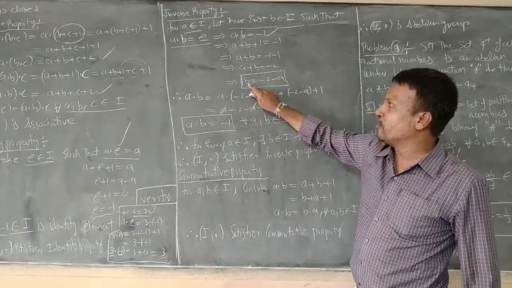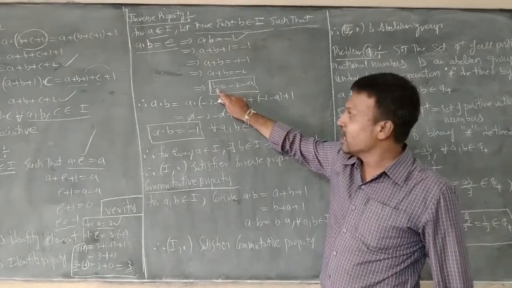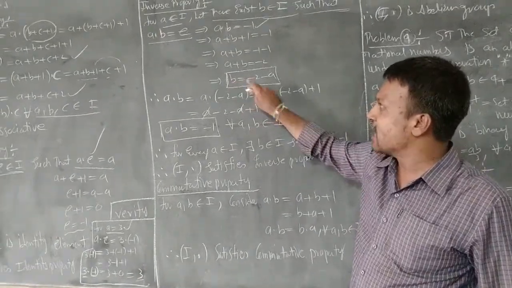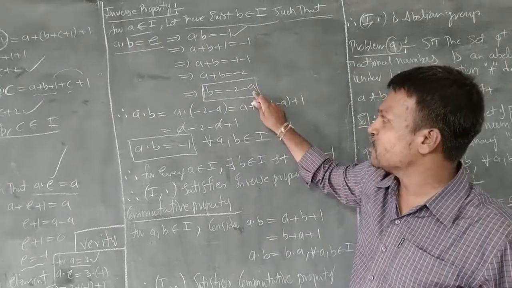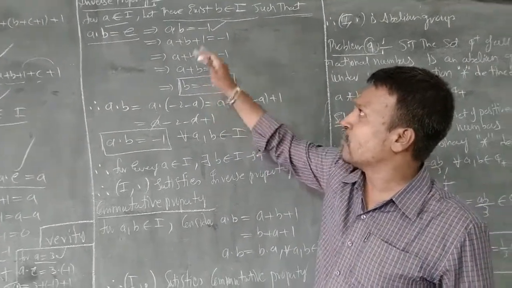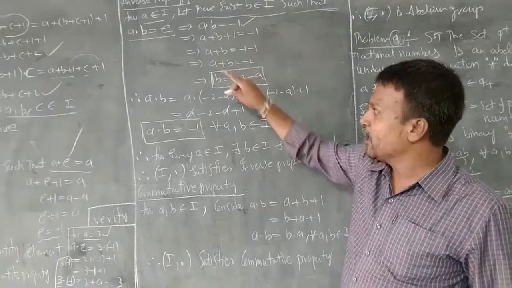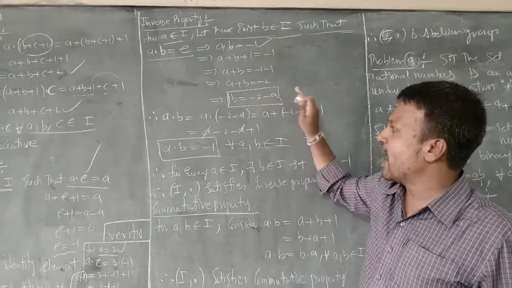We need the value of b, as b is the inverse of a. Therefore we take the value of b as minus 2. This a is sent to the right hand side, it becomes minus a. Therefore the inverse of a will be in the form of b, which will be minus 2 minus a.